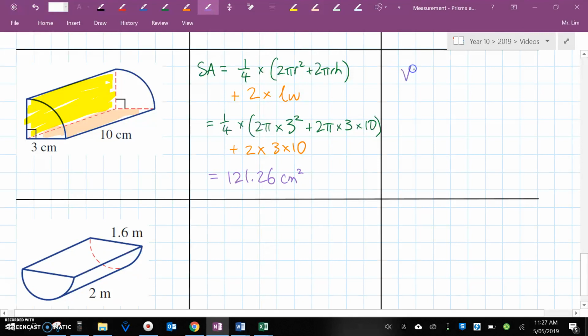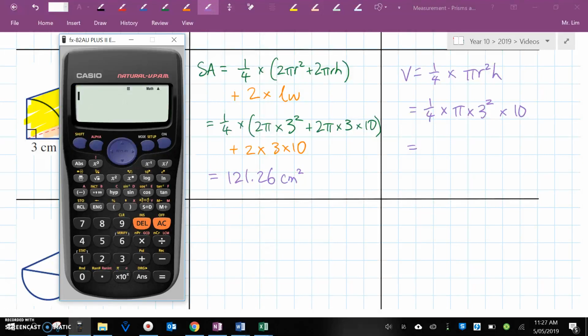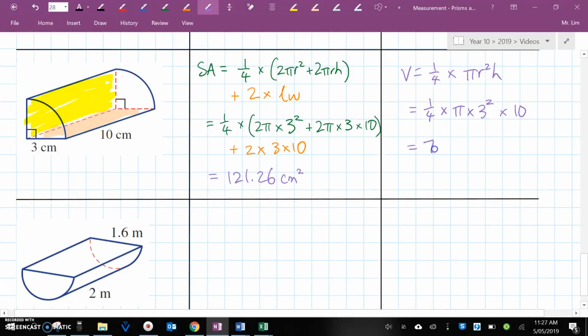The volume is much simpler. We've only got 1/4 of a full cylinder. So we're going to multiply 1/4 by pi r squared h. R is 3. Height is 10. Put it in our calculator. Pi times 3 squared times 10 is 70.69 centimeters cubed. These are all to 2 decimal places, by the way.